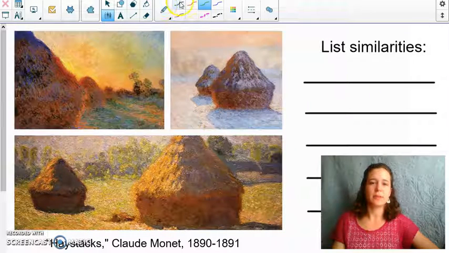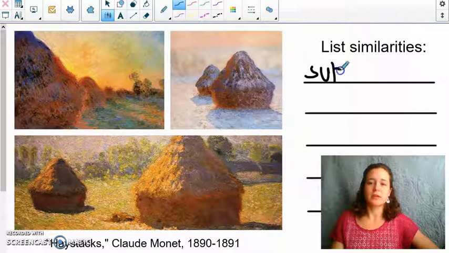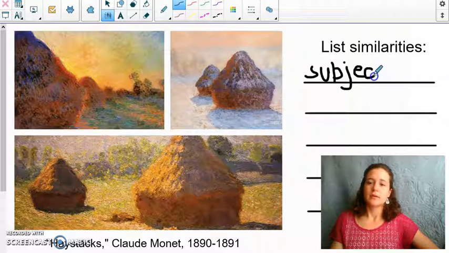So the students will come up one by one, maybe list a similarity is the subject. So I can write that. And then another similarity might be they both have really atmospheric light. So they might come up and list light.